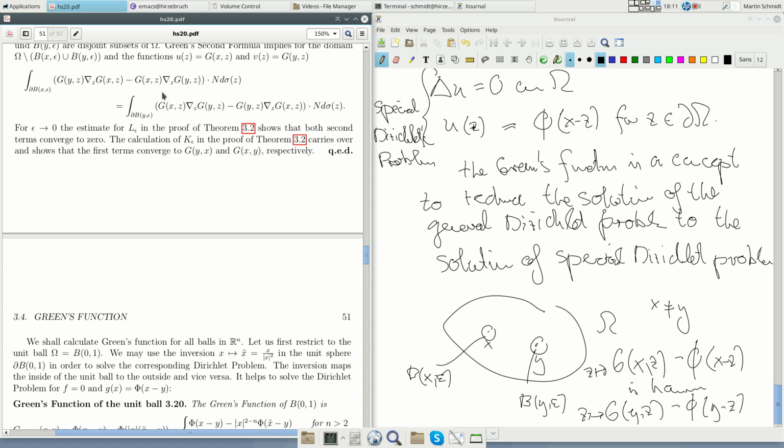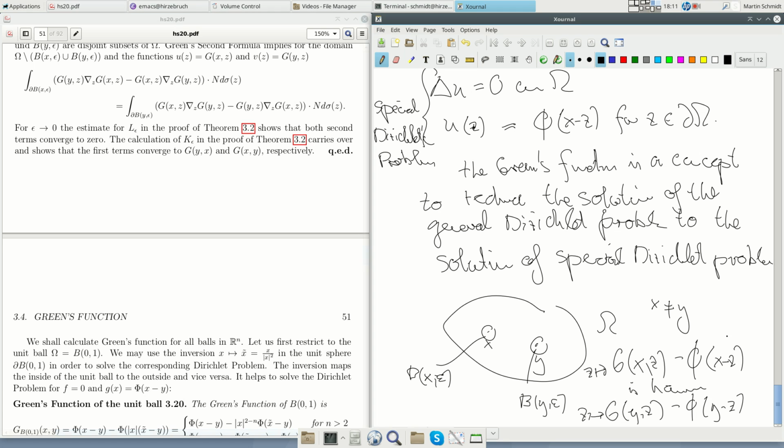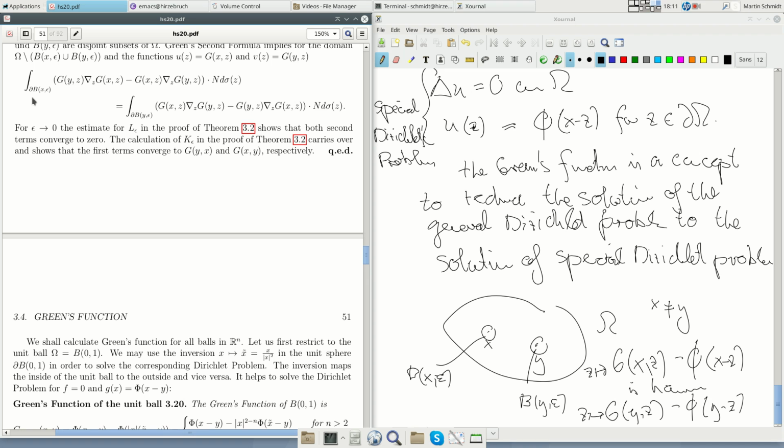Yeah, so here this means nearby x. This term here, we should replace by this term in order to determine this limit, and in this term we should replace this and then take the limit. Yeah, and here vice versa.